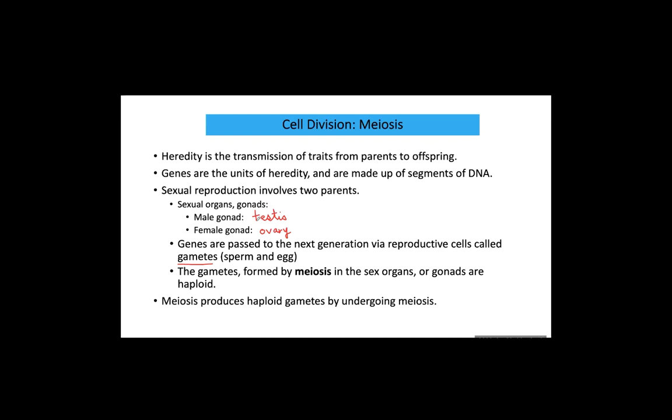For example, the male gonad, testes, undergoes meiosis, then produces sperm. The female gonad, ovary, undergoes meiosis to produce a gamete, which is called the egg. So the gametes, such as sperm and egg, are produced by meiosis from the gonad. And meiosis produces haploid gametes.